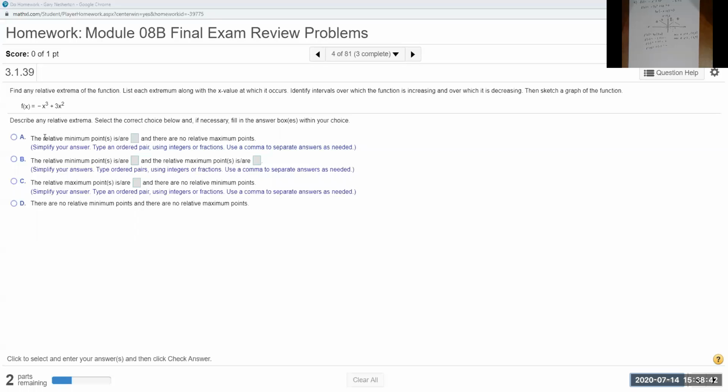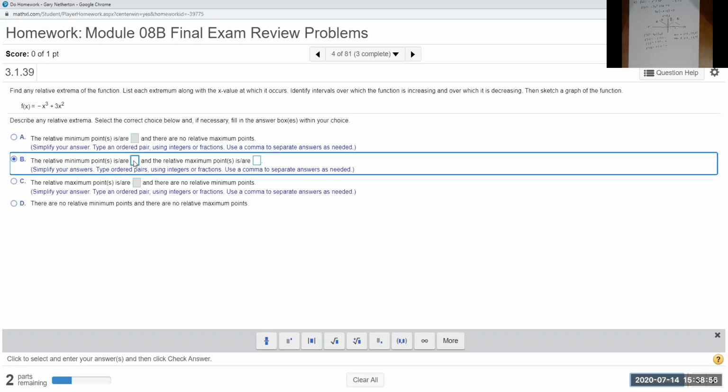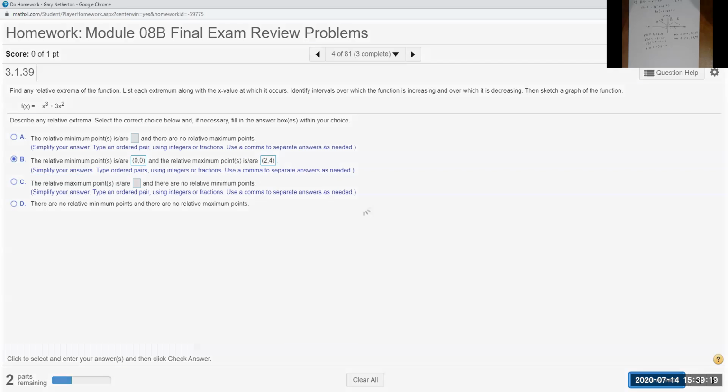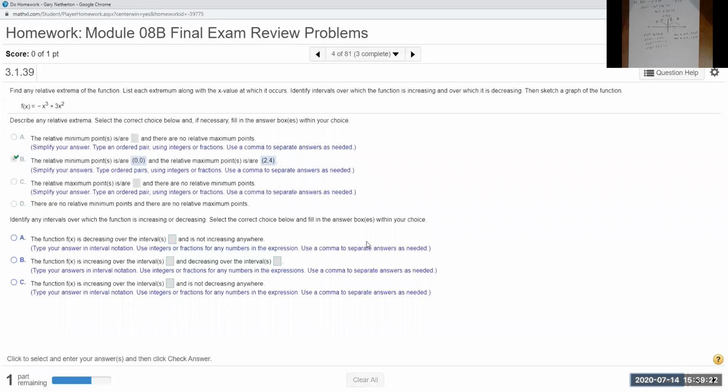So first question, describe any relative extrema. So now it's already asking for the mins and the maxes. We've got one of each. So I'm going to choose this middle one. The relative minimum is, we said it's 0, 0. And the relative maximum is 2, 4. Hope I didn't make any mistakes. That's good. Now the next question.